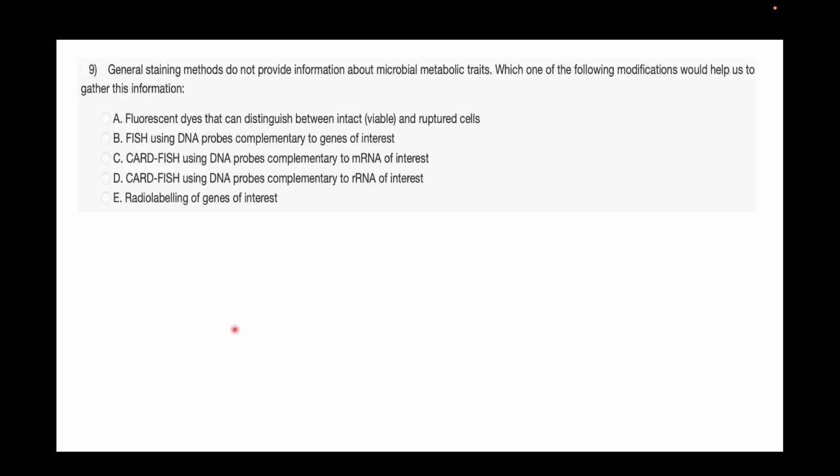Option A, fluorescent dyes that can distinguish between intact, which are viable, and ruptured cells. Option B, FISH using DNA probes complementary to genes of interest. Option C, CARD-FISH using DNA probes complementary to mRNA of interest. Option D, CARD-FISH using DNA probes complementary to the rRNA of interest. And option E, radio labeling of genes of interest.